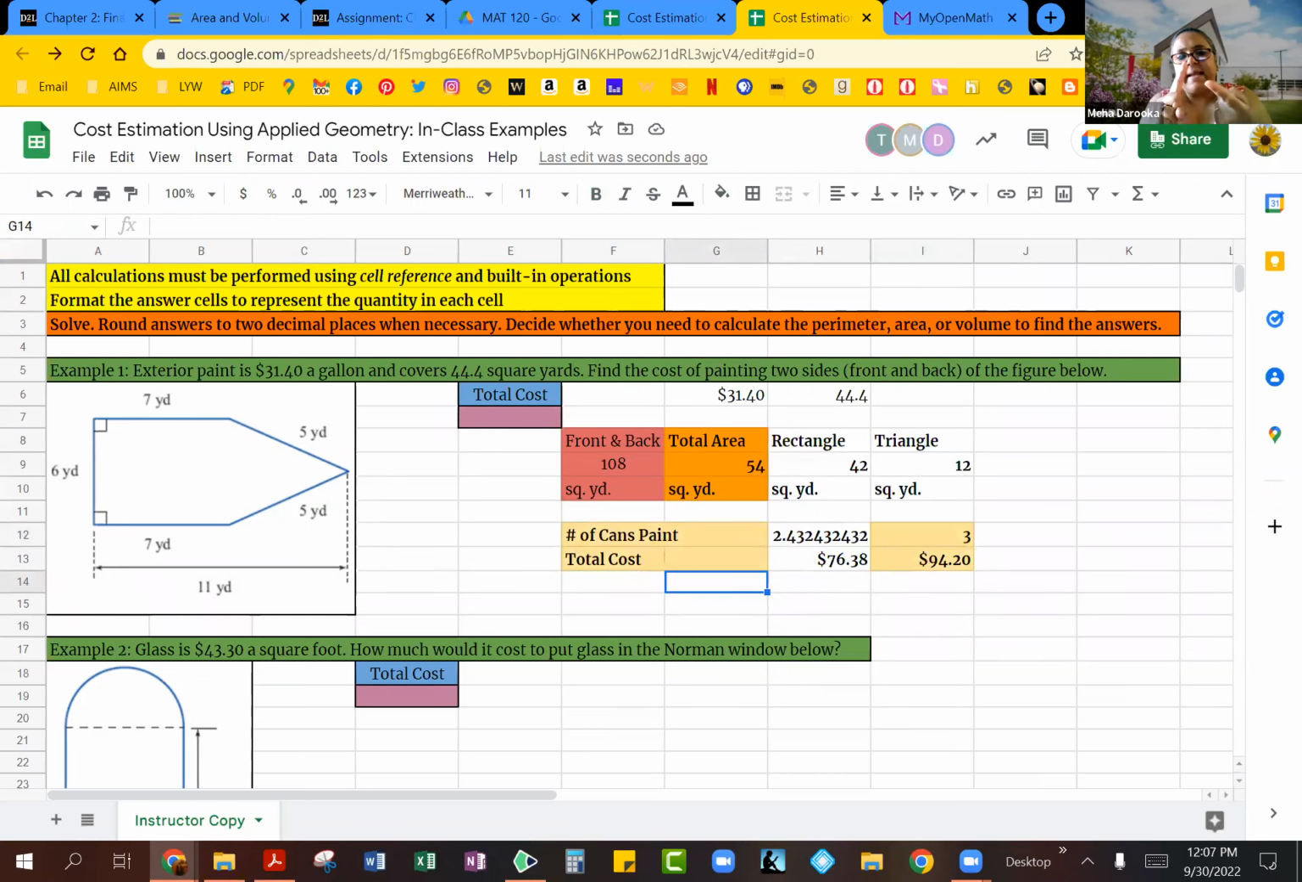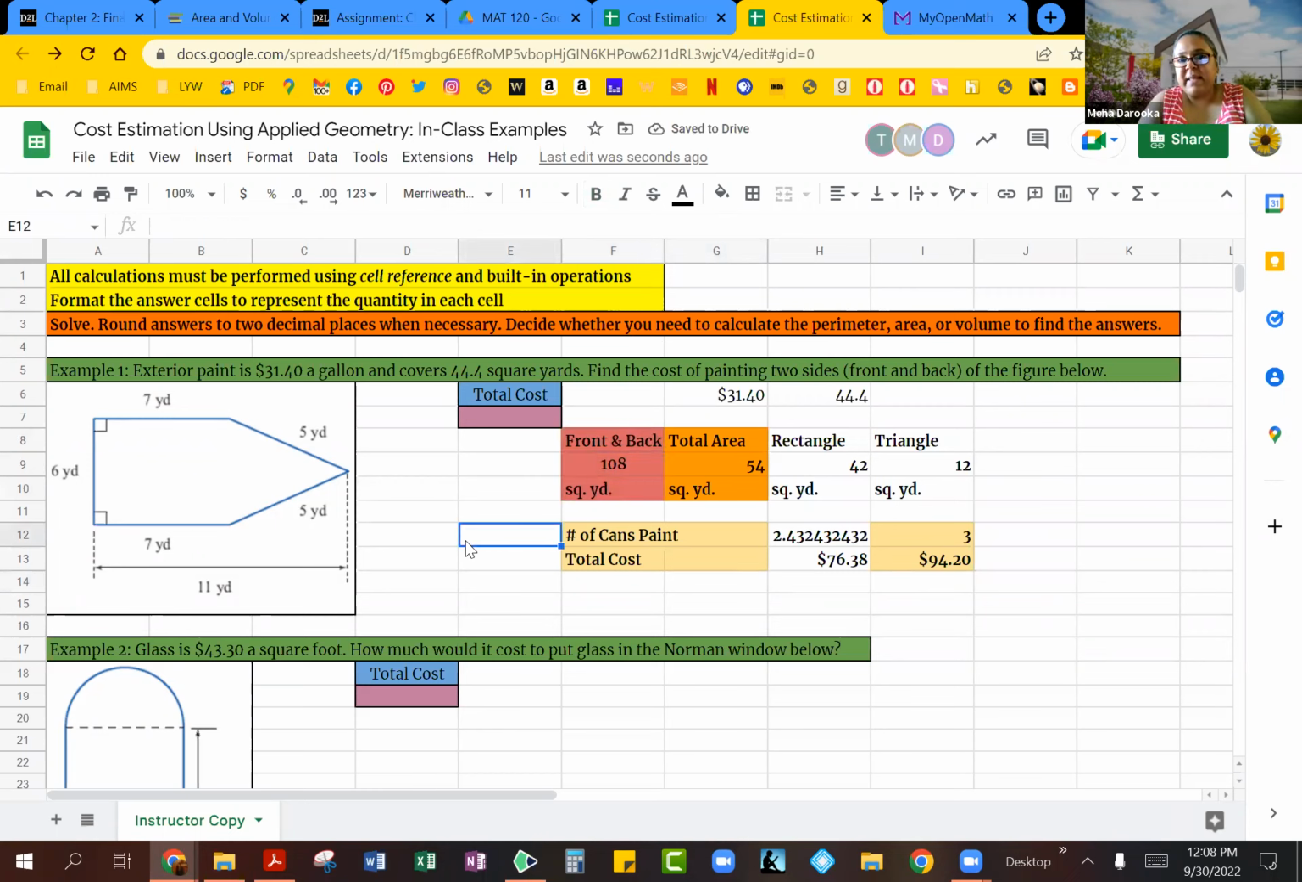So you basically identify, do you need to find the perimeter, area, or volume? Once you know what that measurement is going to be, look at your figure and try to decide, like we did here, it was a rectangle and a triangle. We came up with our total area. And once you have the total area, in this case, since we were painting the front and the back, we ended up doubling the total area, which is where our 108 square yards came from.